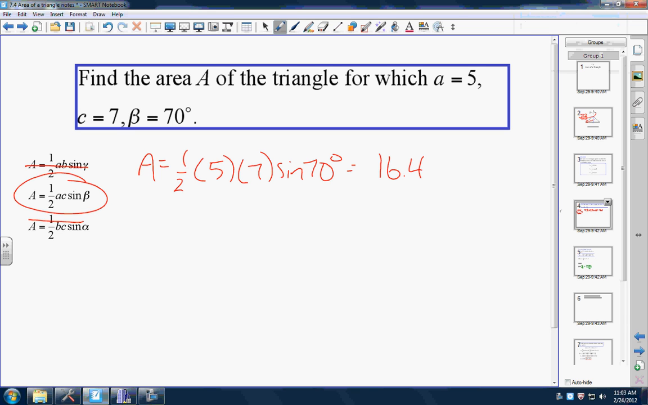Now since this is area, make sure you have a unit squared on there. If they give you feet, make sure it's feet squared or whatnot, just so we're clear on the units there. Okay, so there's one example with area using one of the 3 formulas, which are really just the same thing.